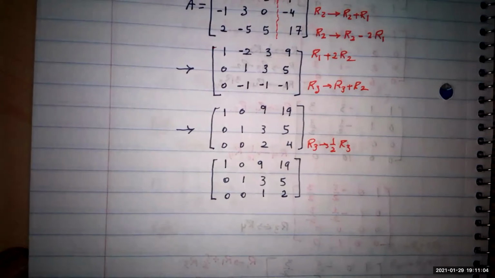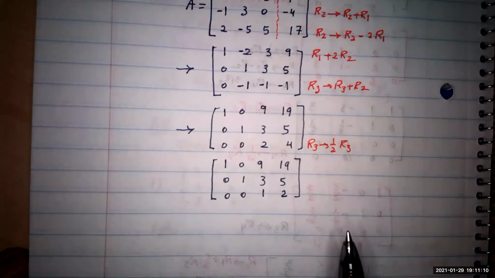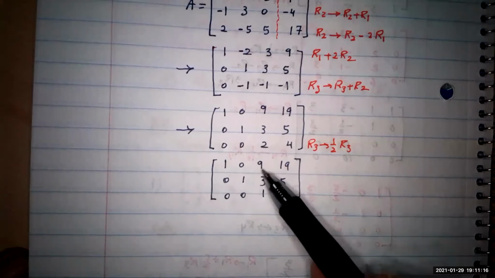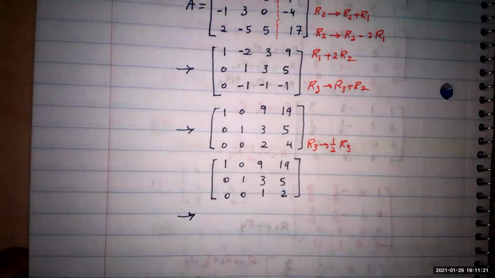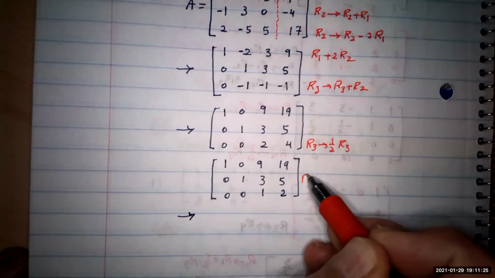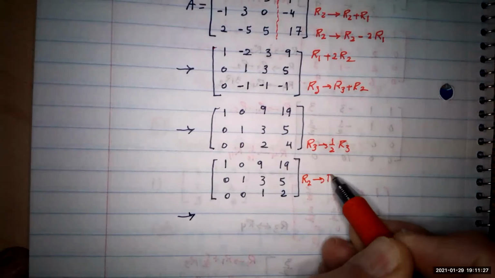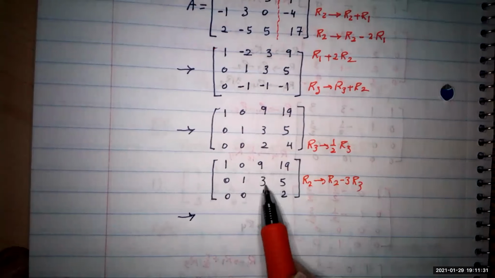So I go on to get it into the row reduced echelon form, or on the test it doesn't matter. You can stop here, but I'm going to go on to make this into zeros, and that would be easier. So I have to get rid of this one. This is going to be R2, so I'm going to have R2 minus 3R3, so that we take care of this one.